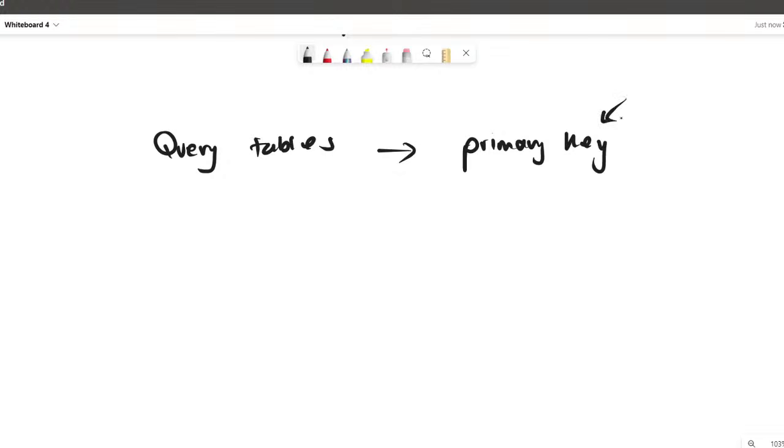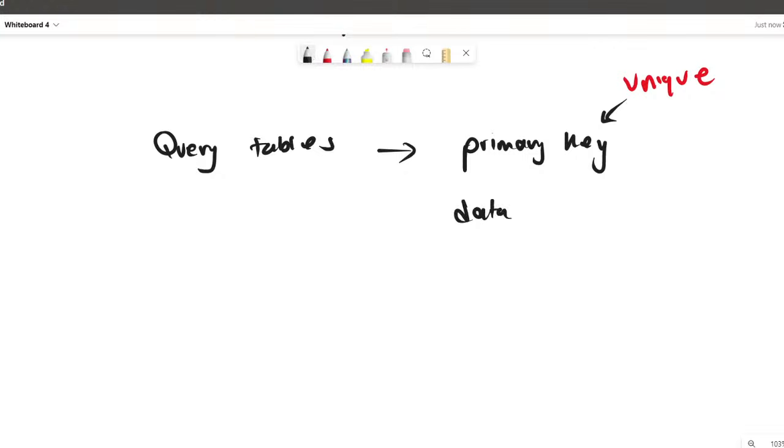We move on to query tables. These are the most common questions that most likely will come for query tables. What do you need to know for query tables? You need to know primary key. Primary key, remember, is unique.